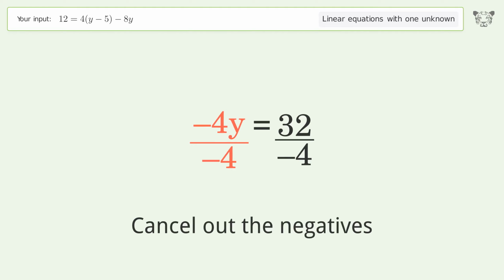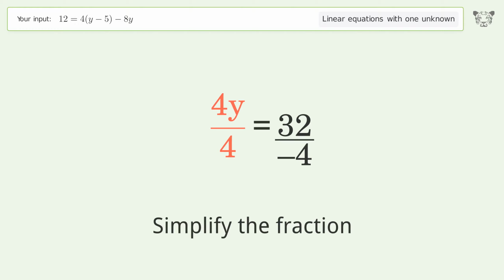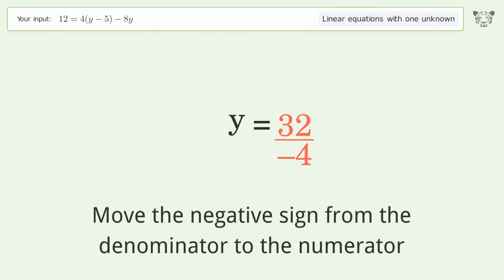Cancel out the negatives. Simplify the fraction. Move the negative sign from the denominator to the numerator.